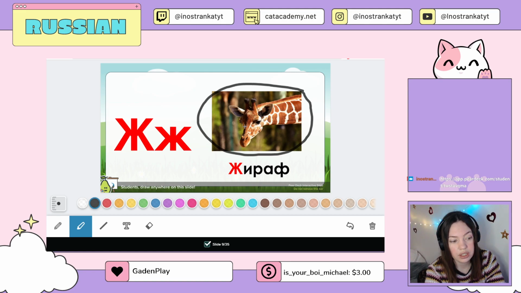In Russian, we have its own sound, so we don't really need to add d in front. So it will be zh, Ж, же, же. Giraffe, giraffe. Two syllables, the stress is on the final syllable. Giraffe.